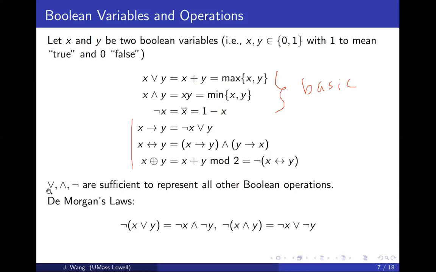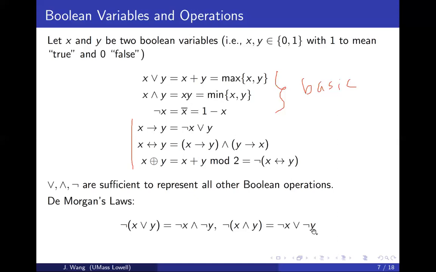Hence, sometimes we just call them basic operations because they are sufficient to represent all other Boolean operations. And we also have the De Morgan laws. Negation of X or Y is negate X and negate Y, and negation of X and Y is negate X or negate Y.